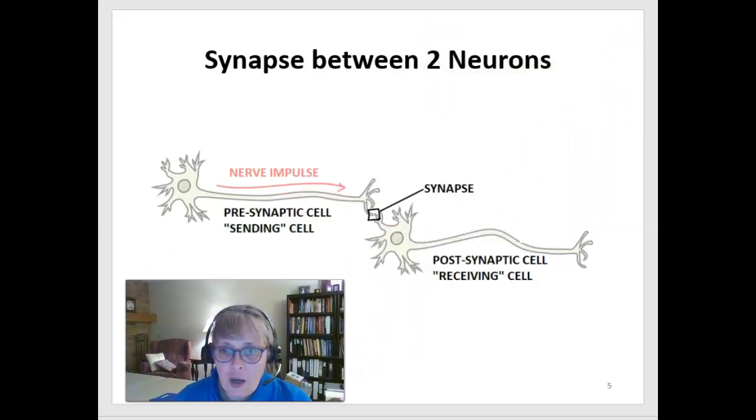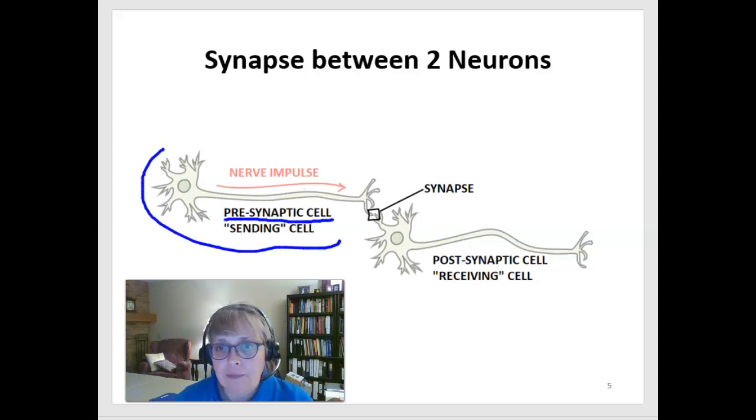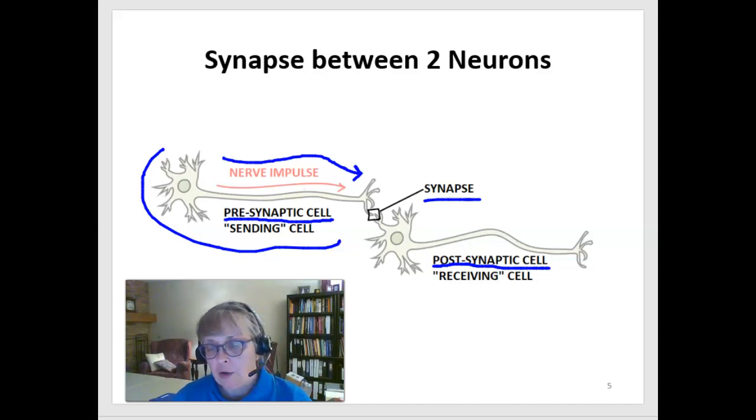So let's first talk about synapses. The first cell that's sending the signal is called the presynaptic cell, and a nerve impulse travels on its length, and then it synapses on a target cell, but we call that target cell the postsynaptic cell, and it is receiving the signal, either a chemical signal or an electrical signal.